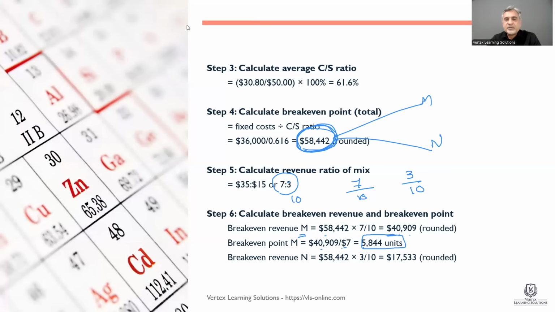17,533 is the revenue from N. And then you divide this by the selling price of $15, giving 1169 units of N. This is exactly the same. 1169 we calculated before as well.